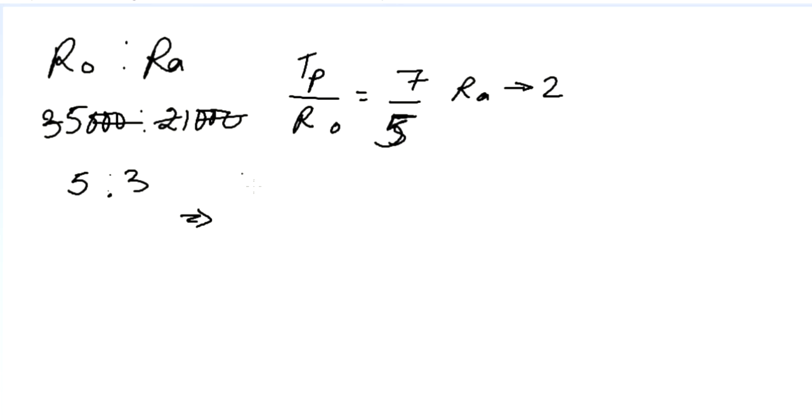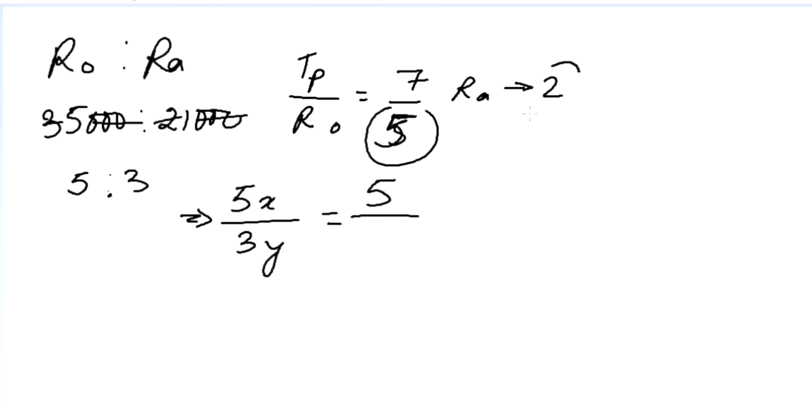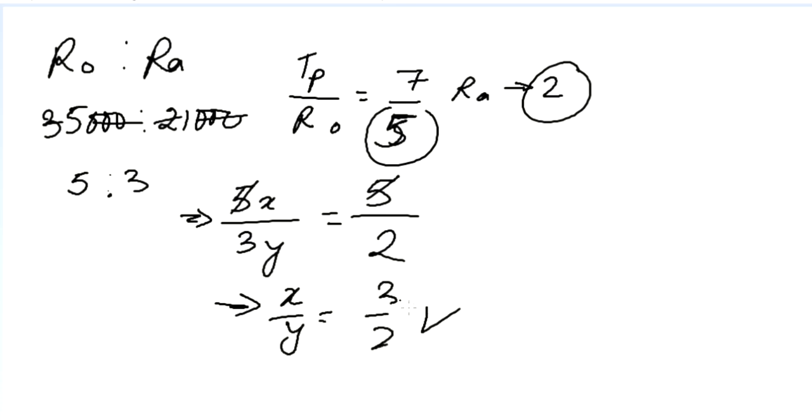So their profit ratio will be how much? 5 is to 2, right? 5 is to 2. So let's say 5 into x, x is the number of months, and 3 into y for Rocky and Rambo. So the profit will be how much? Like I said again, investment equals to profit. So cut that, x by y is equal to 3 by 2. That's the answer.